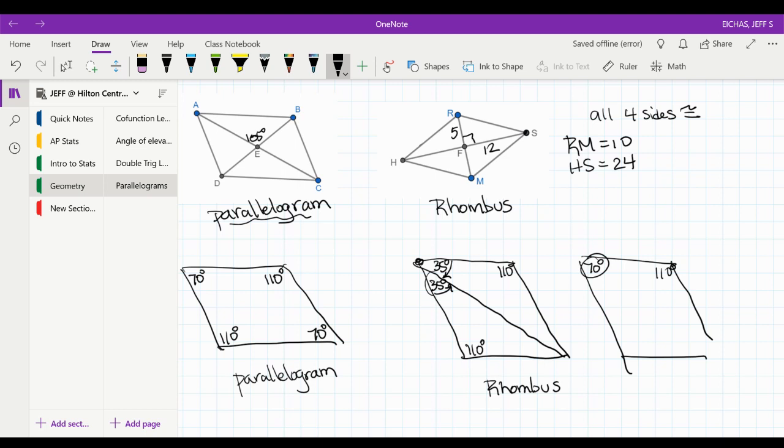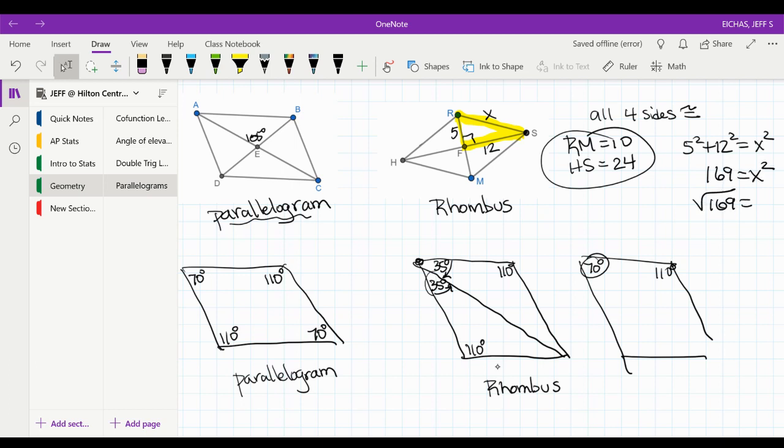Since the diagonals create a right angle, here's what you're seeing now. You're seeing a right triangle. So knowing the diagonals, we can actually figure out a side. And that's what they're going to have us do. So Pythagorean Theorem, 5 squared plus 12 squared equals c squared, or in this case, x squared. And so we would be able to get the side length from that. Very popular question.